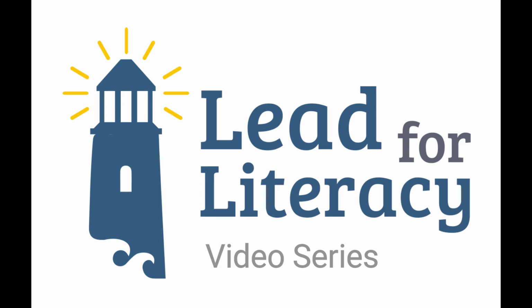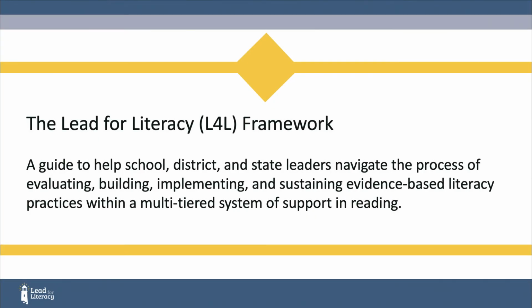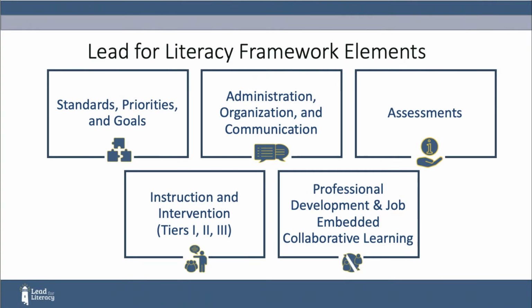This series takes a closer look at the elements of the Lead for Literacy Center's framework. The Lead for Literacy framework is a guide to help school and district leaders navigate the process of evaluating, building, implementing, and sustaining evidence-based literacy practices within a multi-tiered system of support in reading. The framework includes 5 elements: standards, priorities, and goals; administration, organization, and communication; assessments; instruction and intervention; and professional development and job-embedded collaborative learning.